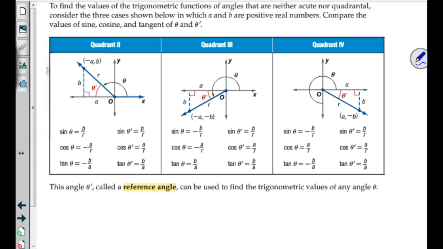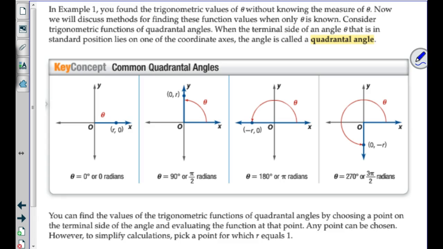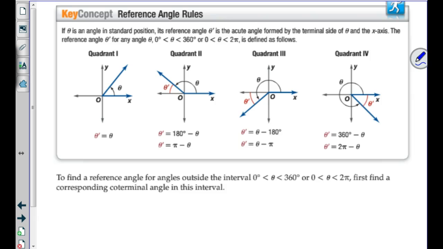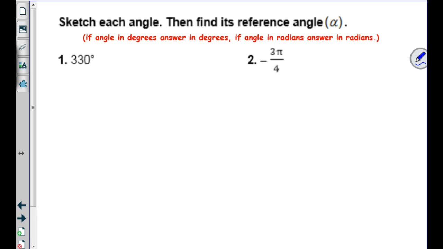Okay. All right, reference angles. I'm going to kind of skip to this because when I talked about it a second ago, you seemed to be okay with this. They get all complicated here. They say, you know, if you're in this quadrant, you subtract from this, blah, blah, blah. And here are the definitions in radians, but we're just going to work with them. All right. So sketch each angle.